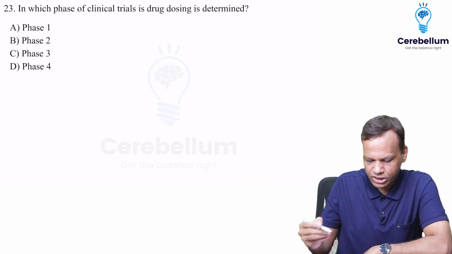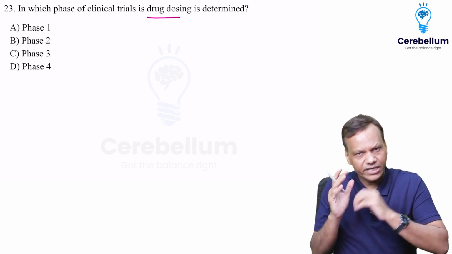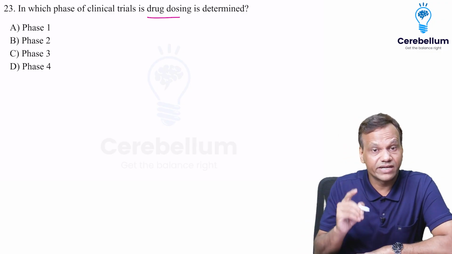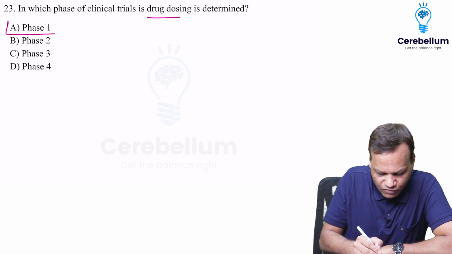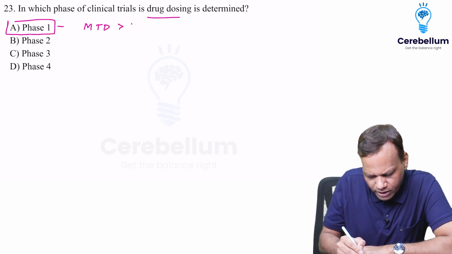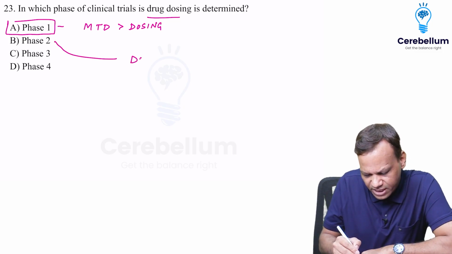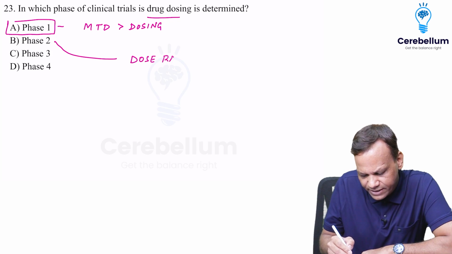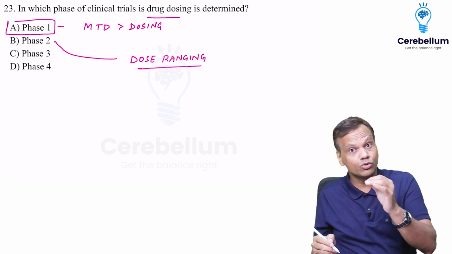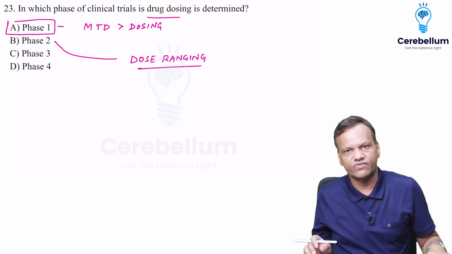Okay. Next question: in which phase of clinical trials is dosing determined? So read the question carefully. If they simply ask about drug dosing, it is phase 1. If they ask about maximum tolerable dose or drug dosing, it will be a phase 1 clinical trial. But read carefully: if they ask which study is the dose ranging study, note the words dose ranging. If dose ranging is asked, it is phase 2. So here drug dosing is asked, so the answer is phase 1.